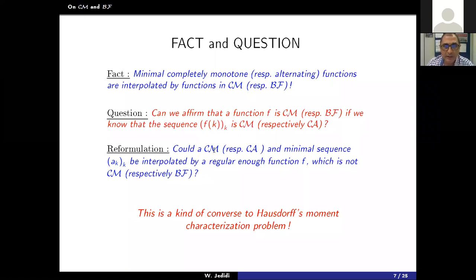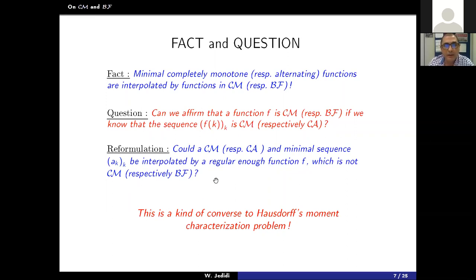So the natural question is, if you start from a sequence f of k, and you know that f of k is completely monotone as a sequence, is it true that f as a function is itself completely monotone? And you ask yourself the same question in the context of completely alternating and Bernstein functions. It's quite the same problem. So let me repeat the question differently. If you start with the sequence a_k, is it possible to interpolate it by two different functions, f1 and f2? Is it possible to interpolate a_k by a function f which is not completely monotone? Then this is a kind of converse to the Hausdorff moment characterization problem.